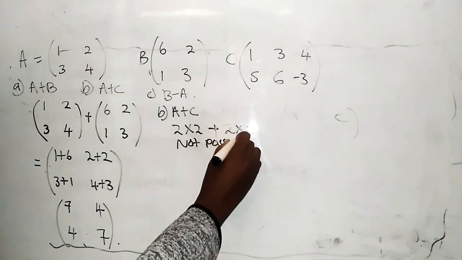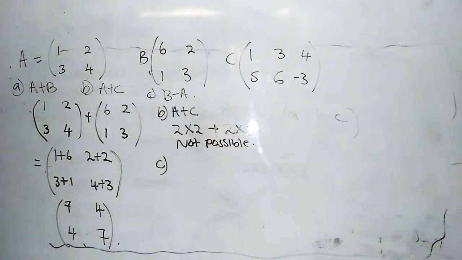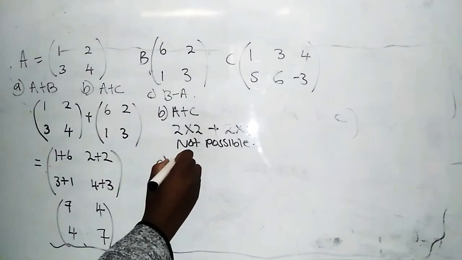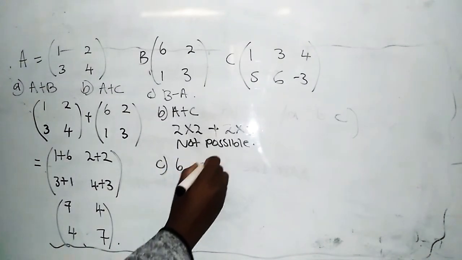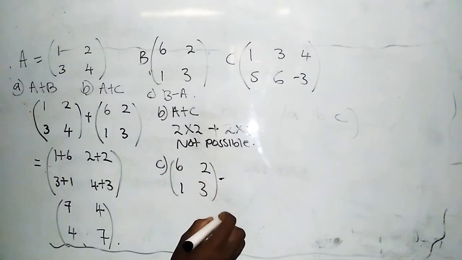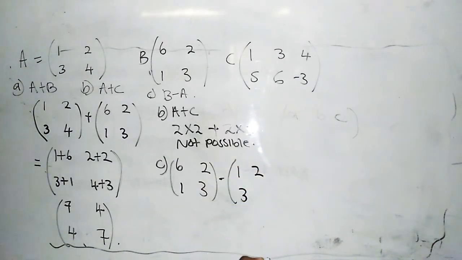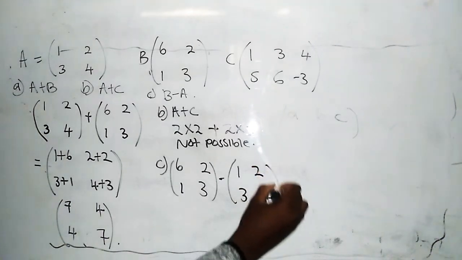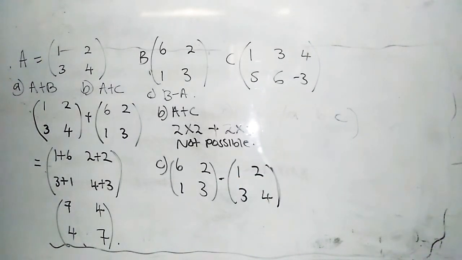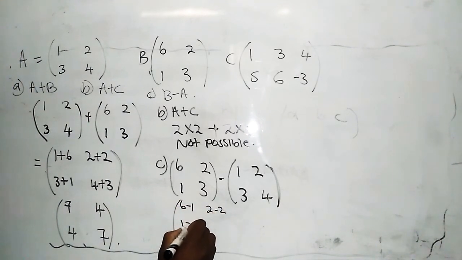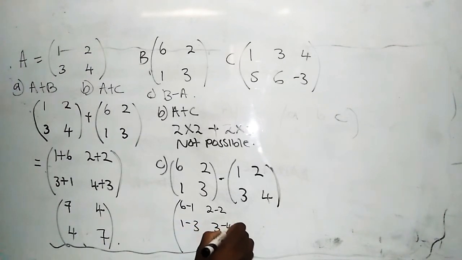This is not possible. We then move to part C of the question, where we are having our B minus A. Our matrix B, it's 6, 2, 1, 3. And we are subtracting A, which is matrix 1, 2, 3, 4, like that. Okay. So what are we going to do? We are going to say 6 minus 1, 2 minus 2, 1 minus 3, and the 3 minus 4, like that.